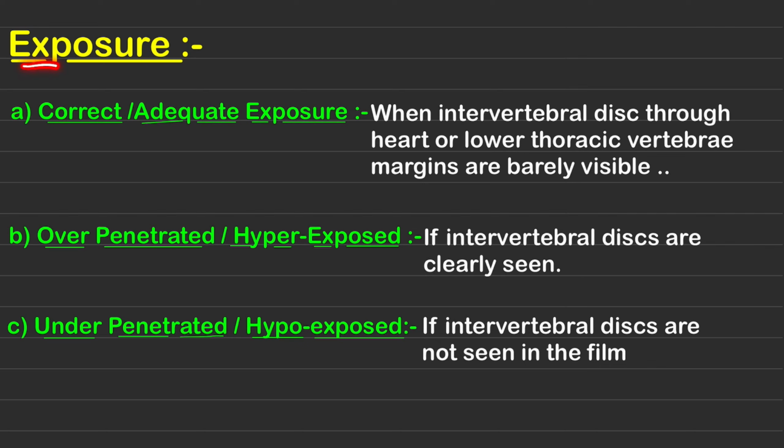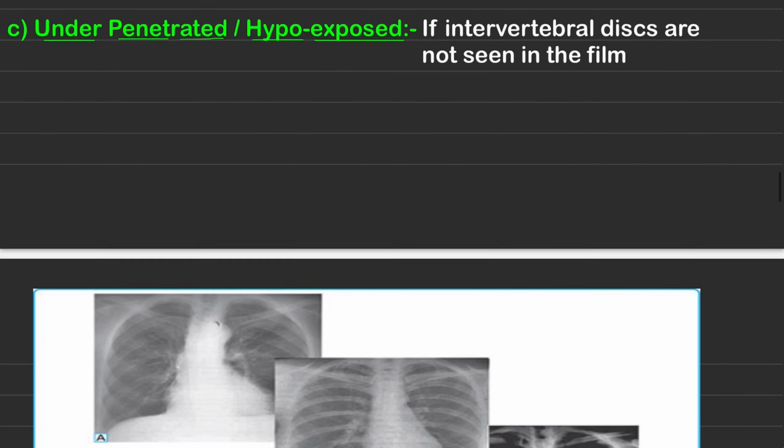Now we will look for the exposure, whether the x-ray has been correctly or adequately exposed, or over penetrated or hyper exposed or hypo exposed. So first of all, let's go for the definitions. Adequate exposure means the intervertebral discs through the heart or the lower thoracic vertebrae are barely visible. So adequate exposure means barely visible.